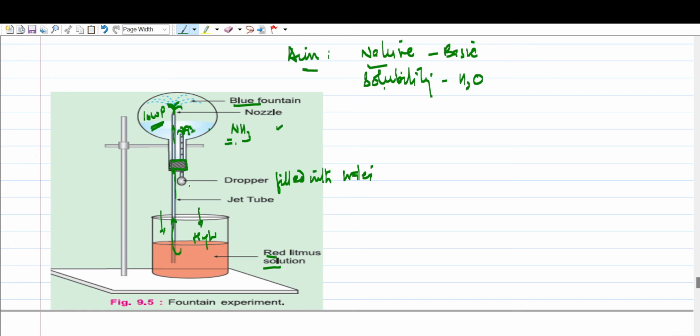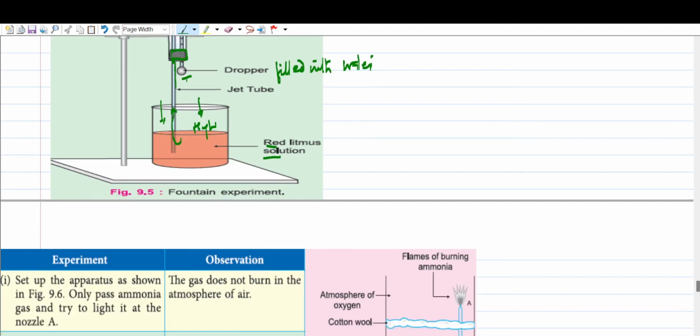A question may also be asked: suppose everything is the same, but the dropper does not have any water, will there be any fountain? No, in that case there will be no fountain. Okay, now we take up the chemical properties.